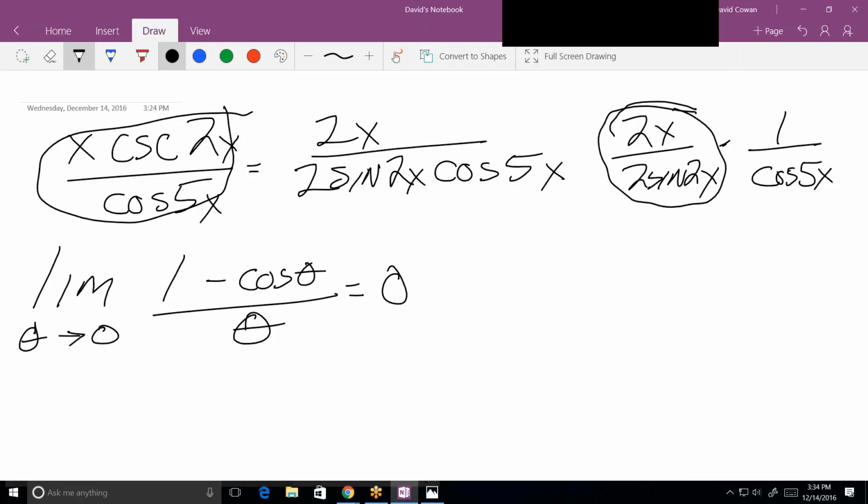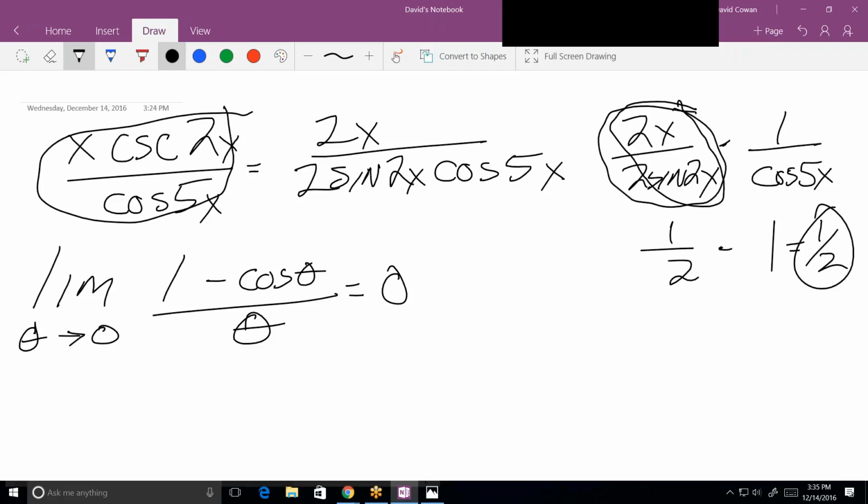1/2. Okay. Remember, that limit is 1. 2x over sine 2x is 1, but I still got this 2 in the denominator over here. So that limit's 1/2 times, well, when x goes to 0 here, this denominator goes to 1. So that's the limit, 1/2. It's not 2/5, it's 1/2.